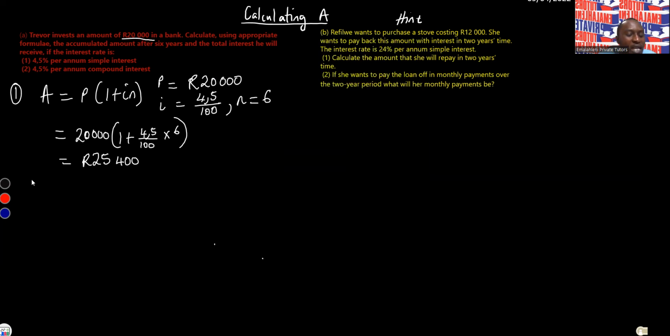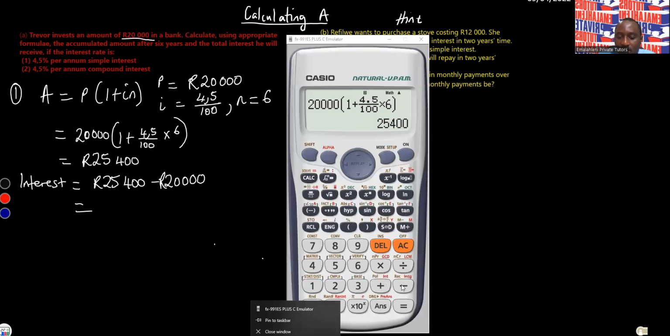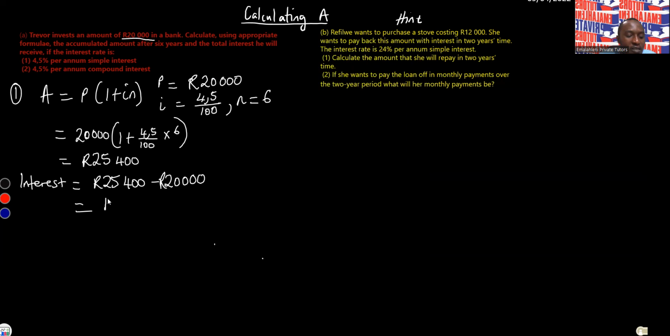Okay. Now, what about the interest that was earned? So interest is going to be equal to 25,400 minus the principal amount, which is 20,000. What do we get there? If we say minus 20,000, we get 5,400. So this is our interest for the first one. Then here is our accumulated amount that we wanted.